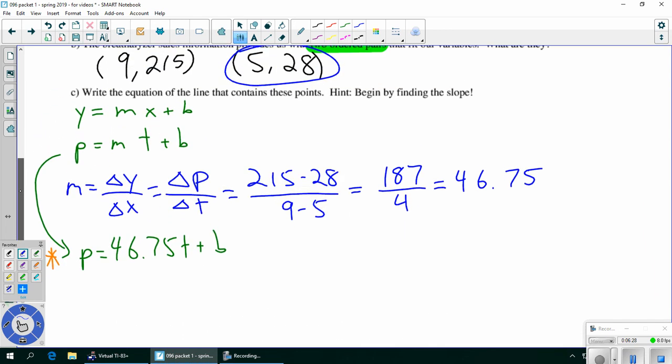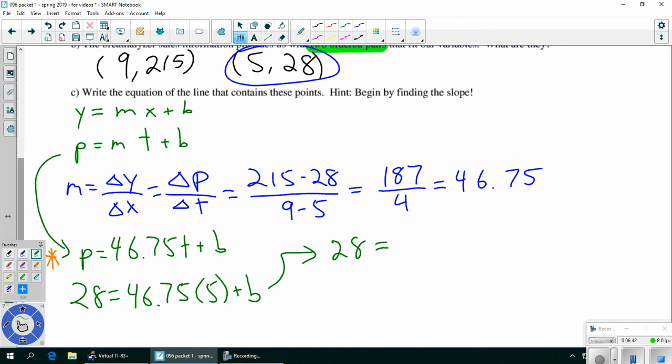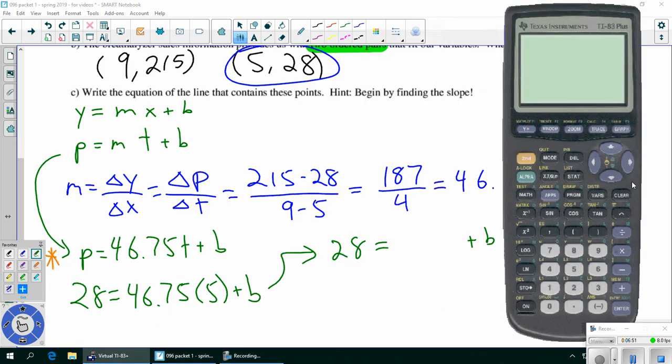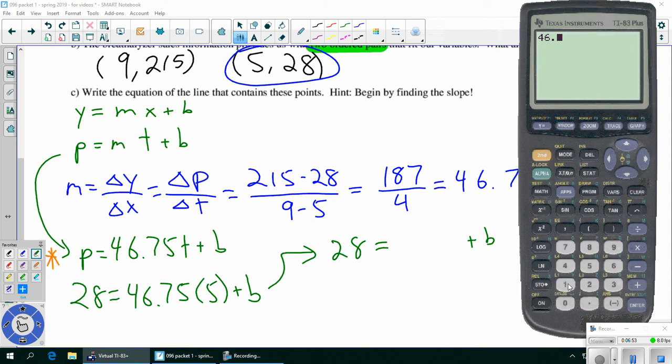Okay, so let's plug in the 5 and the 28. So we go 28 equals 46.75 times 5 plus the b. I think I've learned my lesson about my ability to do arithmetic at this moment in time, so we're just going to bail out and go to the calculator here. So we're doing 46.75 times 5. And then we're going to take that number, which will be right here, and subtract it from both sides. So we're going to do 28 minus 233.75. So that will be our b.